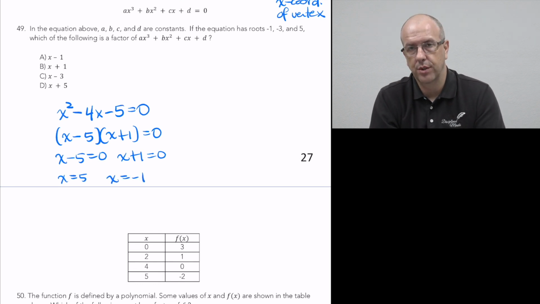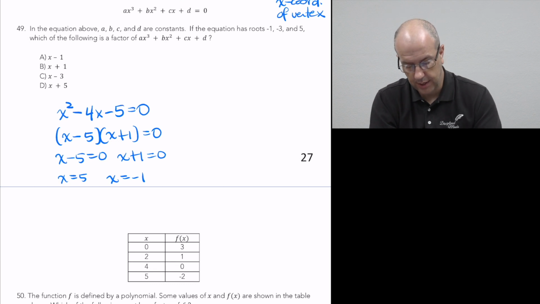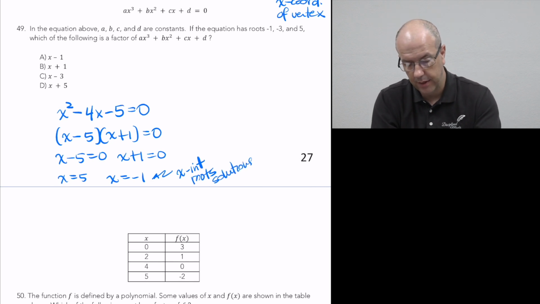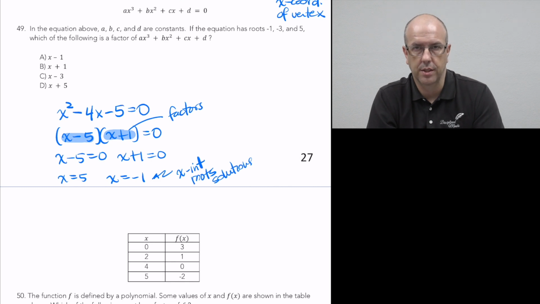And now we have to understand terminology. The terminology is that these values represent the x-intercepts, right? Or the roots of the solution, roots or the solutions of the quadratic. And that these things up here are considered the factors of the expression. And that's just terminology, right?